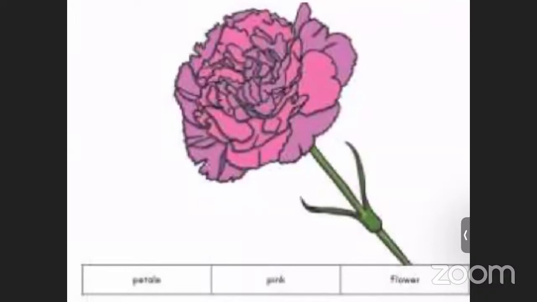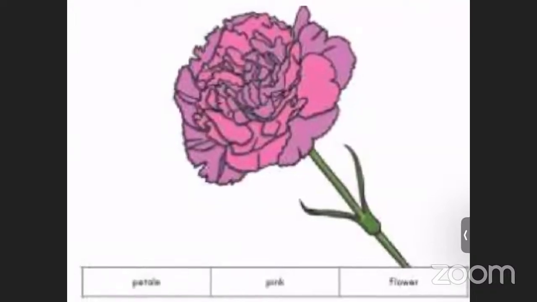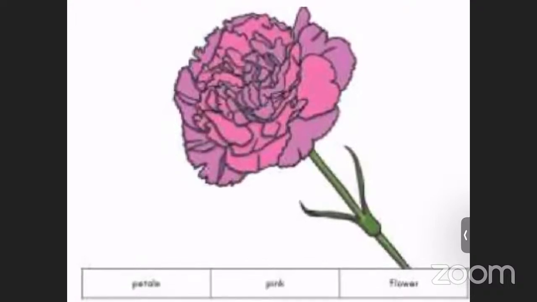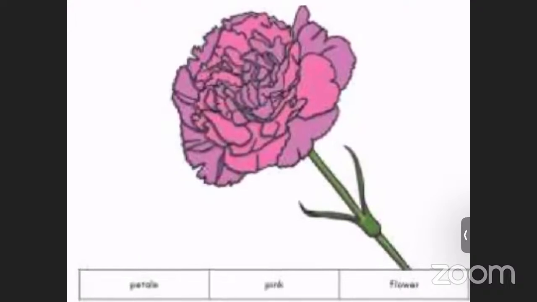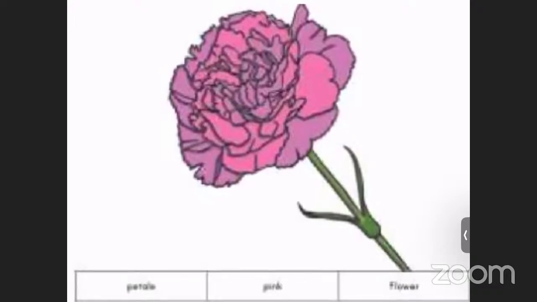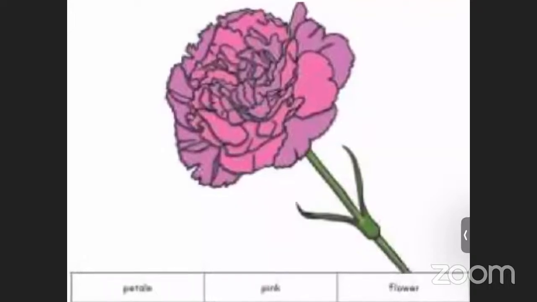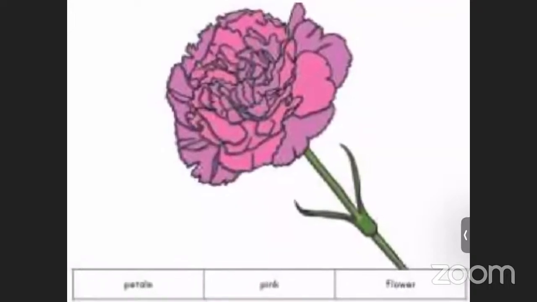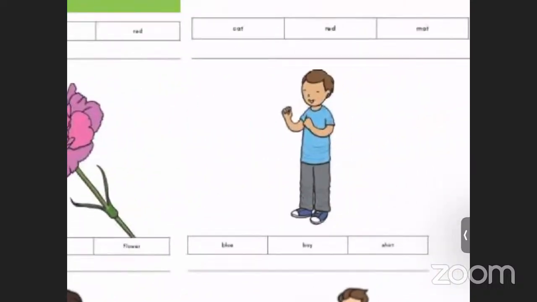There's something unique about this. Who can give me a sentence on this picture? The petals of this flower are pink. Wonderful. Anyone else? Is there any other way you can write a sentence? The petals of this flower are pink. That's right. So there's two different ways of writing this sentence. Very nice. Keep thinking, children.